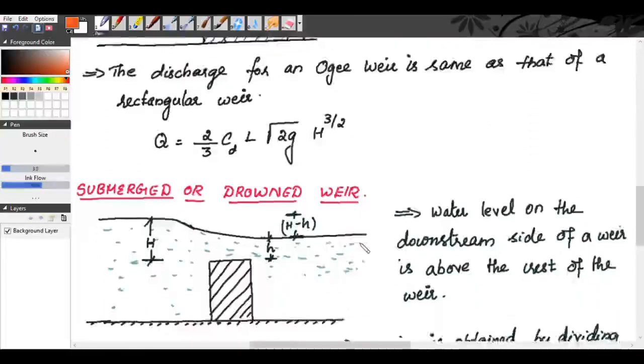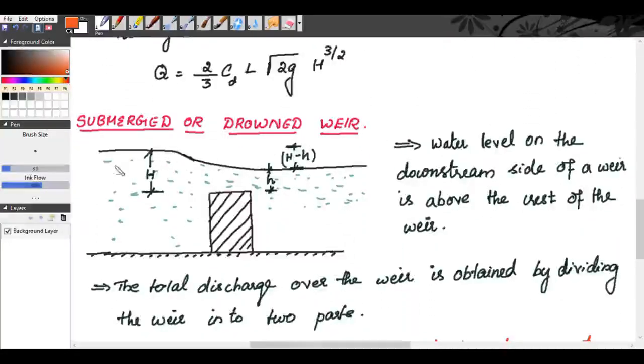The last type of weir is the submerged or drowned weir. You can see this is the upstream side and this is the downstream side. This weir is submerged, or it is drowned inside the water. That is why it is called submerged weir or drowned weir. So the water level on the downstream side of the weir is above the crest of the weir. Normally only the upstream side will be above. If the downstream side is also above the crest of the weir, then you call it a submerged or drowned weir.